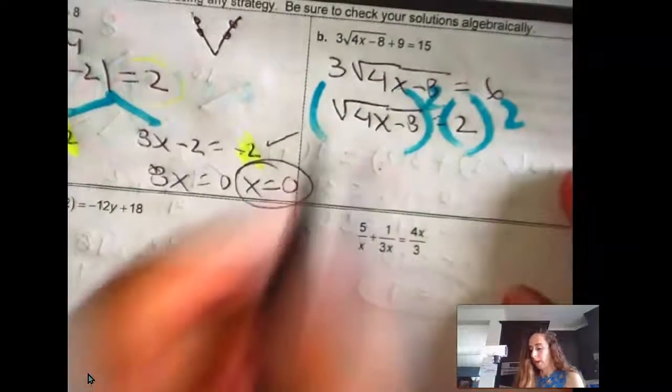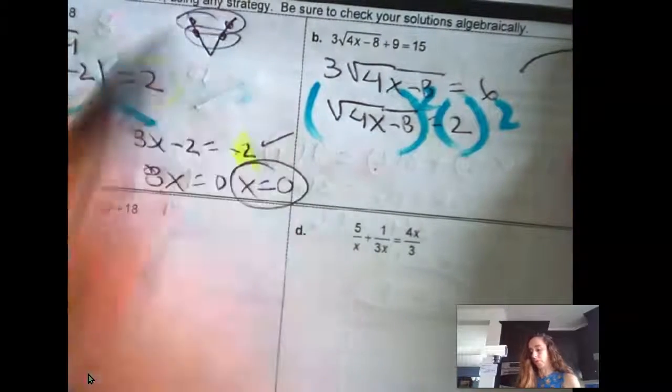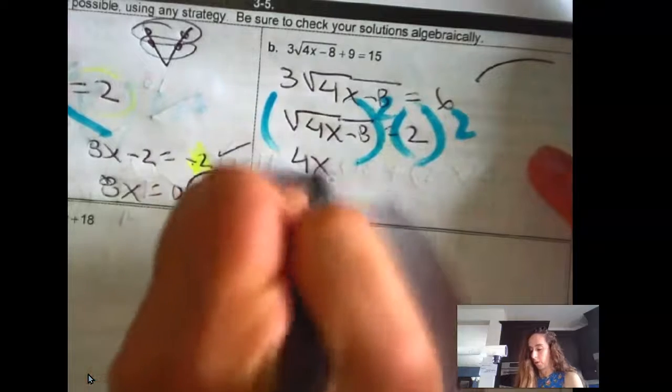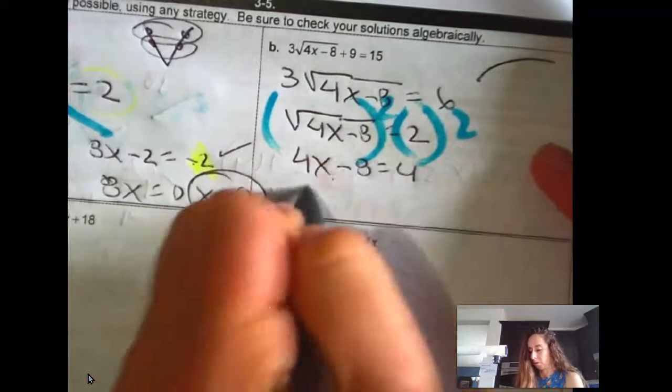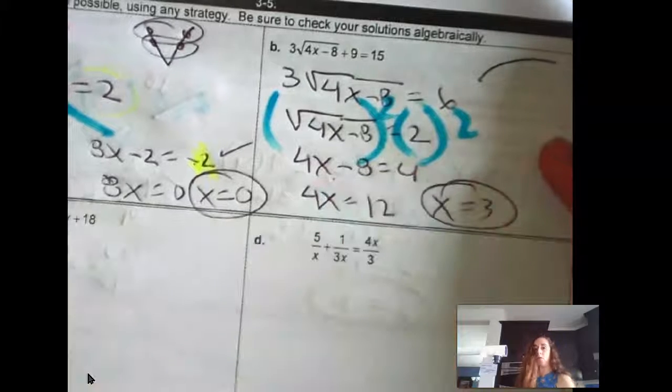Okay. Now in this one, it's a square root, so I don't have 2 answers. I only have 1. There's nothing matching on the other side. So I get 4x minus 8 equals 4. 4x equals 12. X equals 3. How do you know I'm good to go?